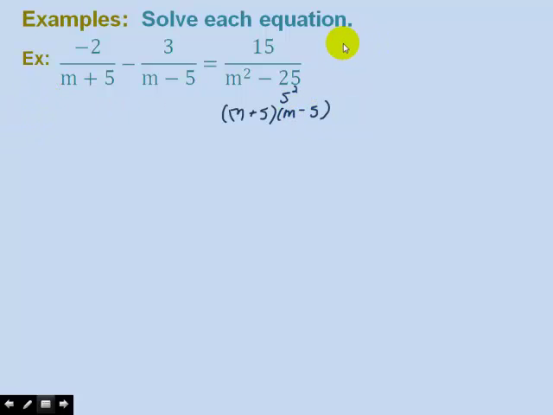So for our LCD, the two different factors that come up are the m plus 5 and the m minus 5. They both occur a maximum of once in any one of our denominators. So that's our LCD, is just the product of those two. So we're going to take that LCD times each one of our rational expressions.